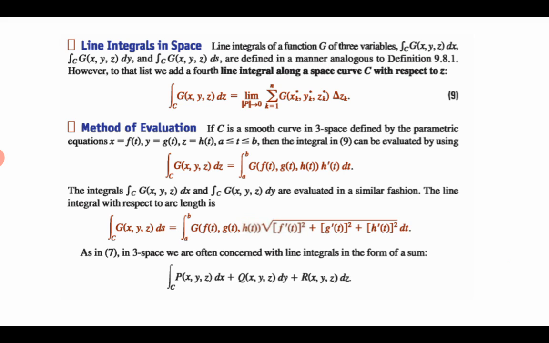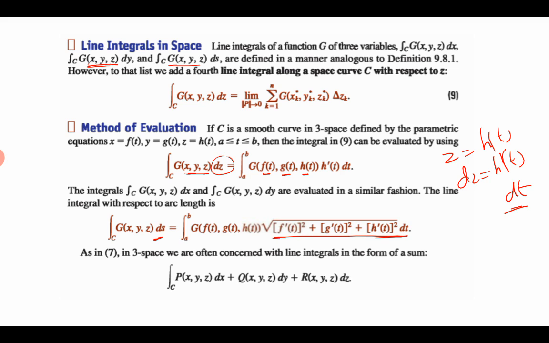Now the line integral in three-space, for a function of three variables. Just extend the concept for one more variable: G of x, y, z. X is replaced by f of t, y is replaced by g of t, z is replaced by h of t. Now dz is h dash of t dt, so one more term is added. And ds will be a combination of three variables now: f dash square, g dash square, and h dash square, just like the same method.